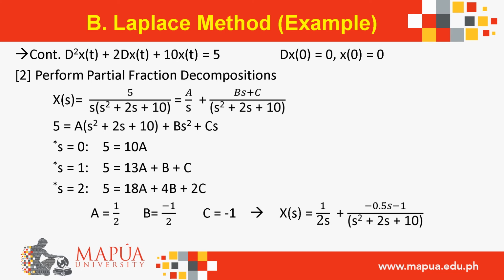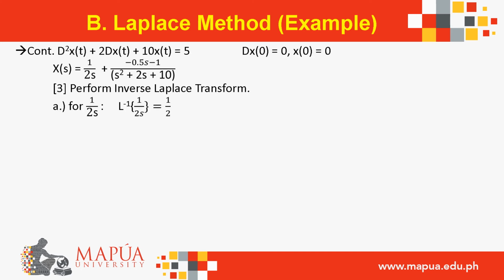Substituting it in the equation, X of s is equal to 1/2 over s plus negative 0.5s minus 1 over s squared plus 2s plus 10. After getting the Laplace transform of the given equation, we will now perform the inverse Laplace transform.